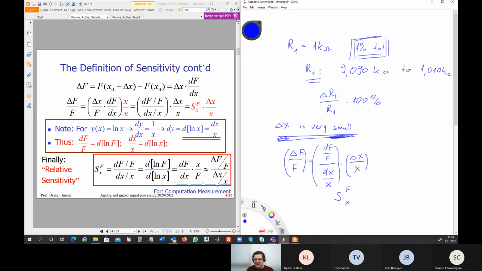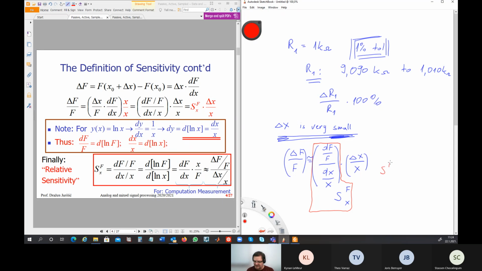So f can be any parameter, x can be any parameter. Here delta x over x can be a little bit larger, and then we can have approximately delta f over f, which is larger. But what we have to notice here is our definition. So this is our definition of the relative sensitivity.